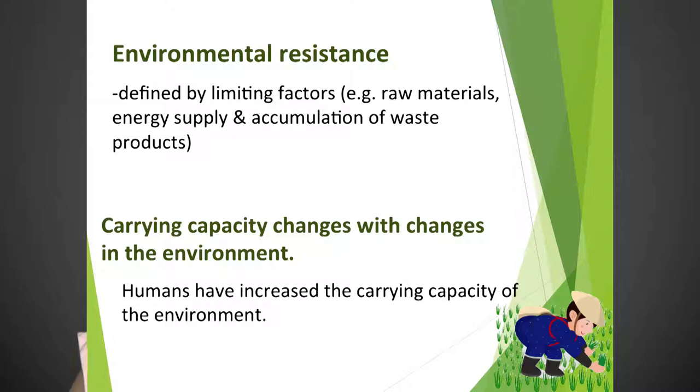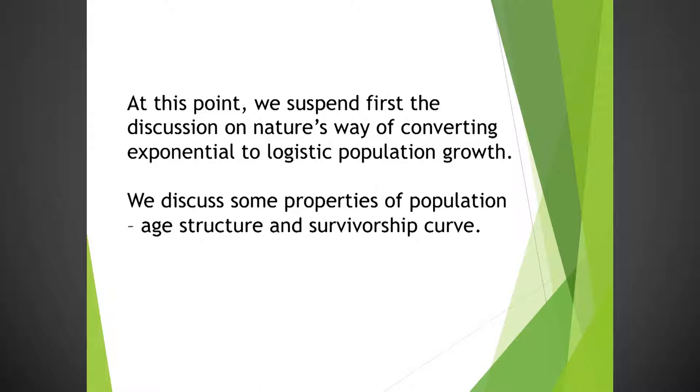Now let's deal with environmental resistance. These are limiting factors. When we say limiting factors, it could be in the form of raw materials, energy supply, accumulation of waste products, and this is also influenced by the carrying capacity of the environment. Humans, for example, have increased the carrying capacity of the environment by pursuing different technologies like agriculture and fisheries. So we have extended our limits. At this point, we suspend the first discussion on nature's way of converting exponential to logistic population growth. We now move on to the discussion on the properties of the population, specifically age structure and survivorship curve.